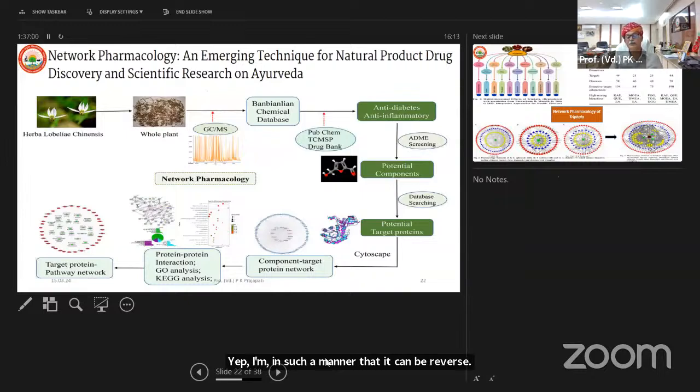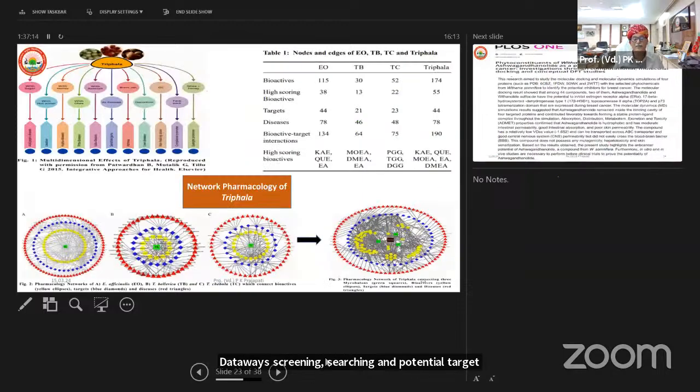So on this basis, so many drugs are coming to the market nowadays: anti-diabetes, anti-inflammatory, ADME scanning, potential compounds, database screening, searching, and potential target proteins. Because we know that our biochemical and metabolic processes are totally dependent upon different proteins and trace elements. So if we can assess it in the form of proteins or metabolites, then we can search for a molecule which is more effective than our traditional, natural one. But everything is there.